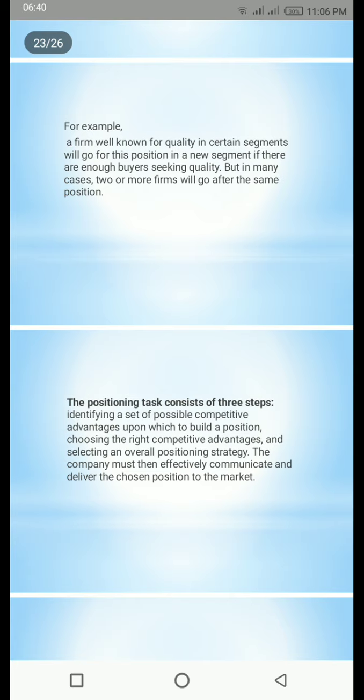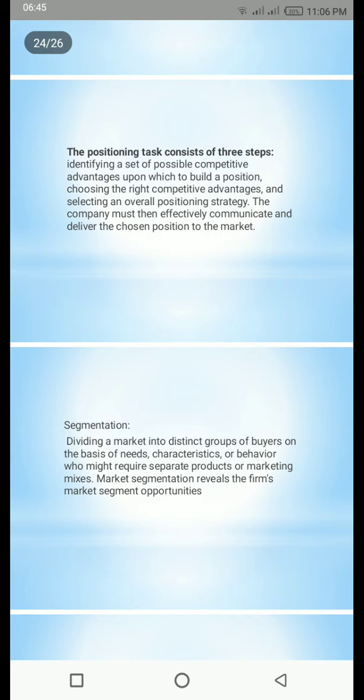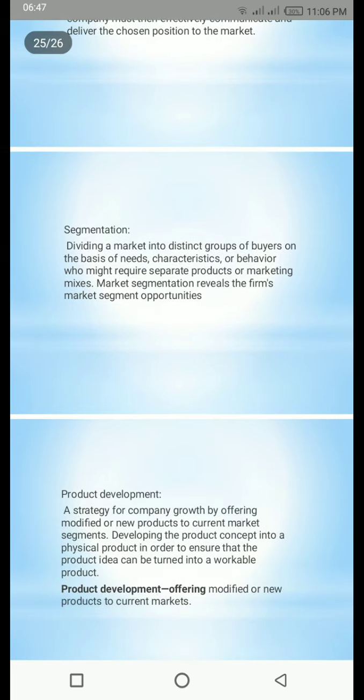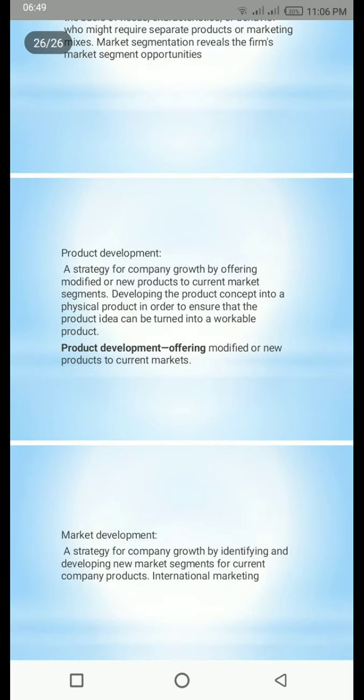The positioning task consists of three steps: segmentation, product development, market development.